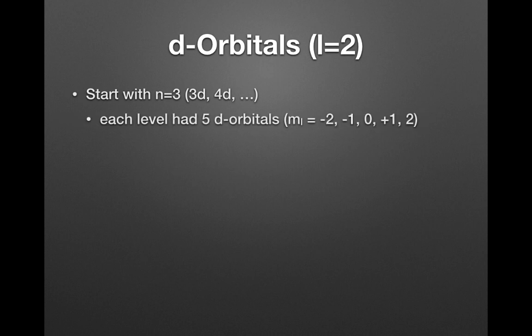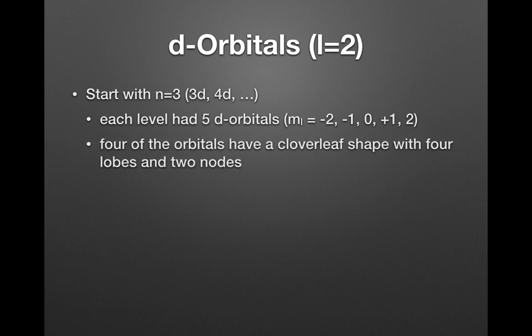Now each level has 5 d orbitals, and this is because you remember your m sub l goes from minus l to plus l, and since l is 2, we get m sub l values of minus 2, minus 1, 0, plus 1, and plus 2. So 4 of the orbitals have a similar shape, and they have a cloverleaf shape that has 4 lobes and 2 planar nodes that go between the lobes.